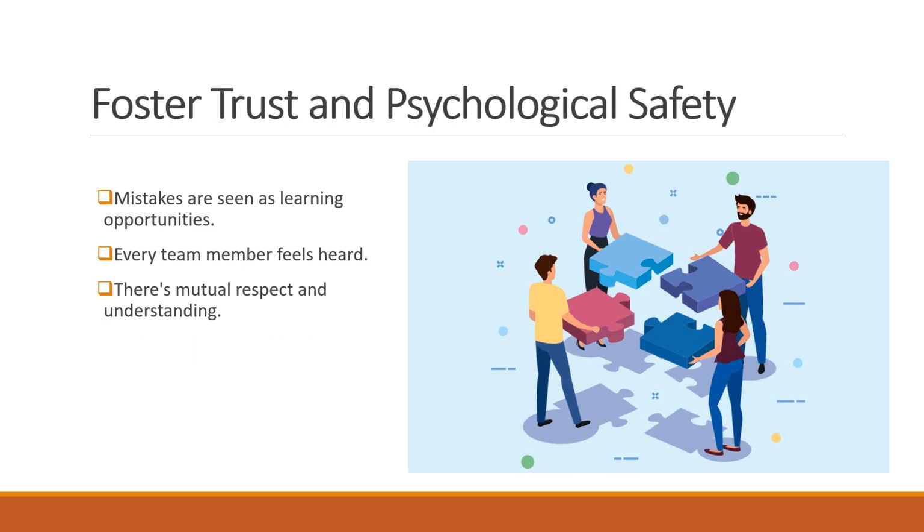Foster trust and psychological safety. It has been discovered that the most effective teams felt safe to take risks and can be vulnerable in front of their peers. Cultivate an environment where mistakes are seen as learning opportunities. Every team member feels heard. There's mutual respect and understanding.